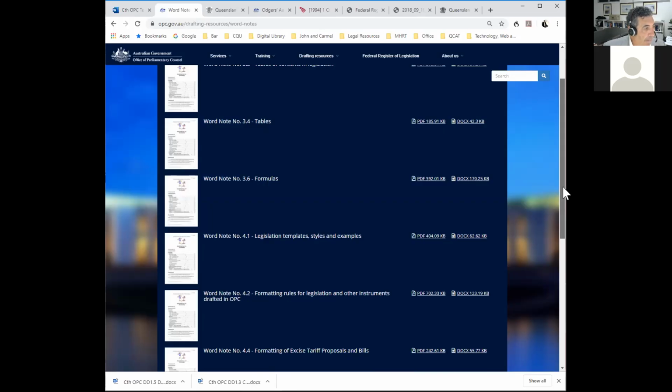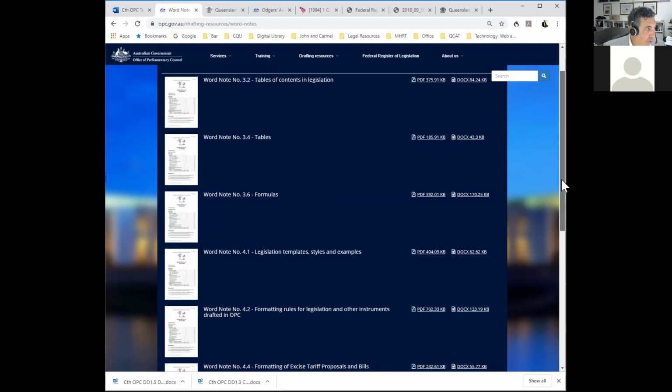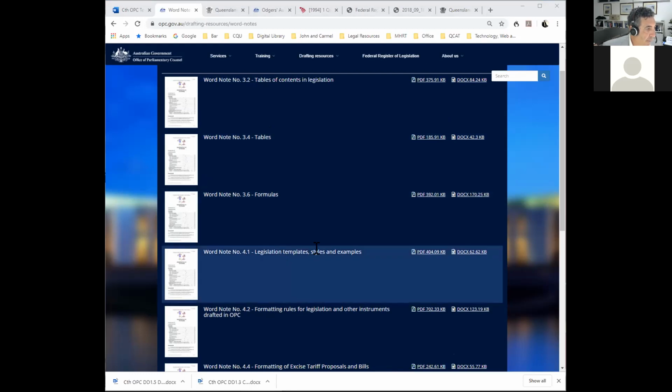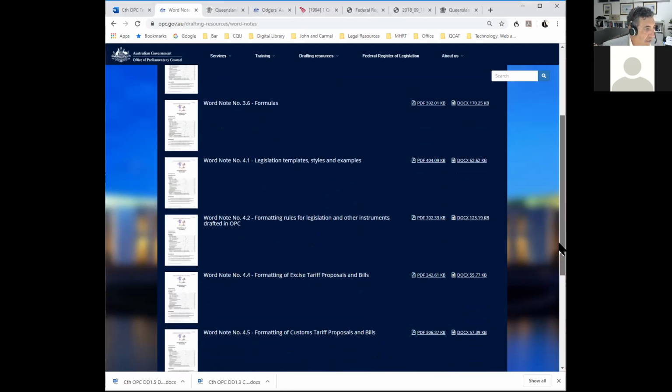So for example, if you're dealing with something that relates to tables in your legislation, then go to word note 3.4, dealing with tables. 3.6 deals with formulas, etc. So they're all potentially very useful as precedents. But let's have a look at one of them in particular, which is 4.2, formatting rules for legislation. Now, I won't open it up, but you can download that, as you can all of the others, in either PDF or Word or both. And 4.2, the formatting rules for legislation.